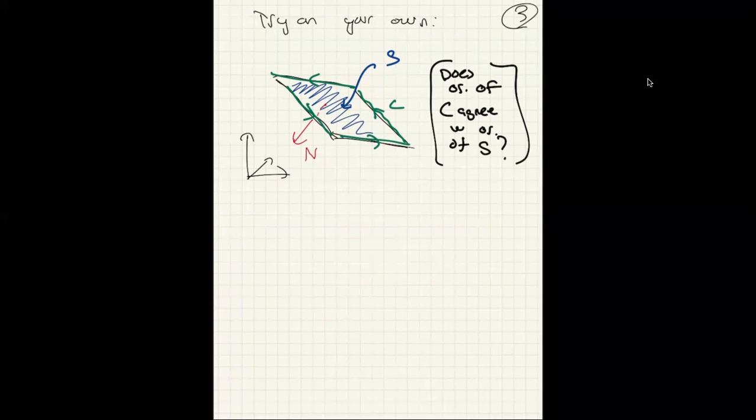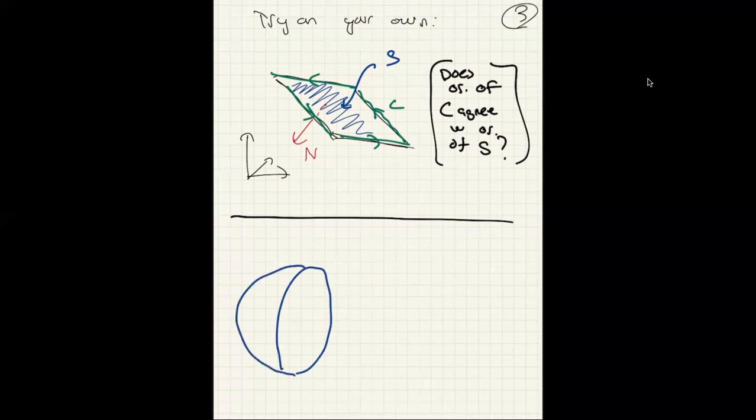And then we'll launch a second poll after this. And I'll draw my pictures. So I'm going to have a hemisphere here and a curve C right here.